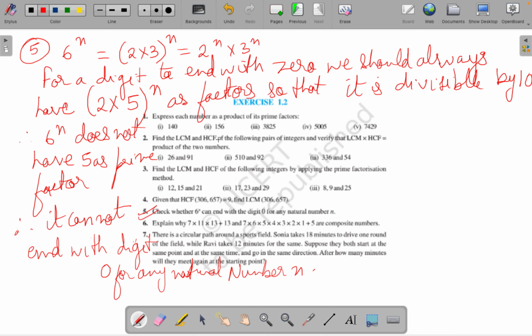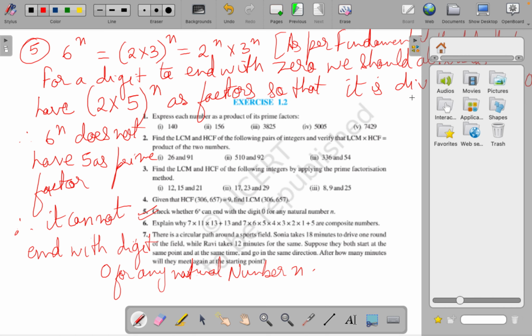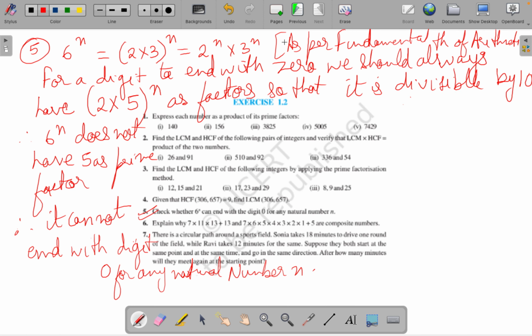Please have a look at the way it is written. So you should always write this as per. This is a very important statement. As per fundamental theorem of arithmetic. There cannot be any other factors. Right, children? So this is a very, very important statement which I want you to mention. अगर आप ये मेंशन नहीं करोगे तो पता नहीं चलेगा कि आपने इसमें कौन सा थ्योरम यूज किया है. So this is where theorem 1.2 का application will come.